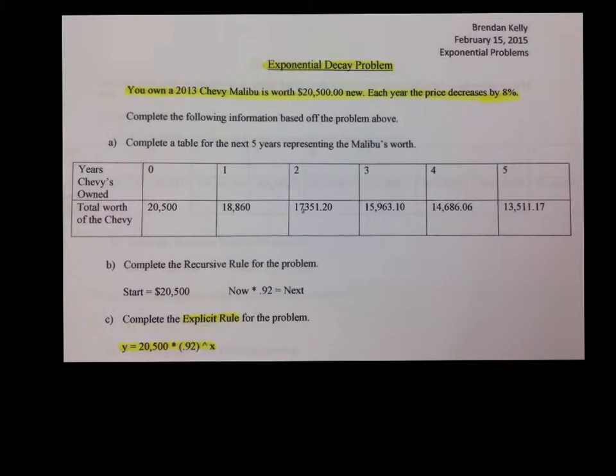Next, you have the explicit rule, in which you would have 20,500 as the initial value, then multiply it by 0.92 and put that to the x power. Then 0.92 represents the rate of the car's total price, while the x power represents the number of years you have owned the car for. So for example, you will multiply the initial value of 20,500 by 0.92 to the third power, which would mean if the car was originally $20,500 with a decrease of 8%, it would be worth blank in 3 years. So the final equation would be 20,500 times 0.92 raised to the x power.